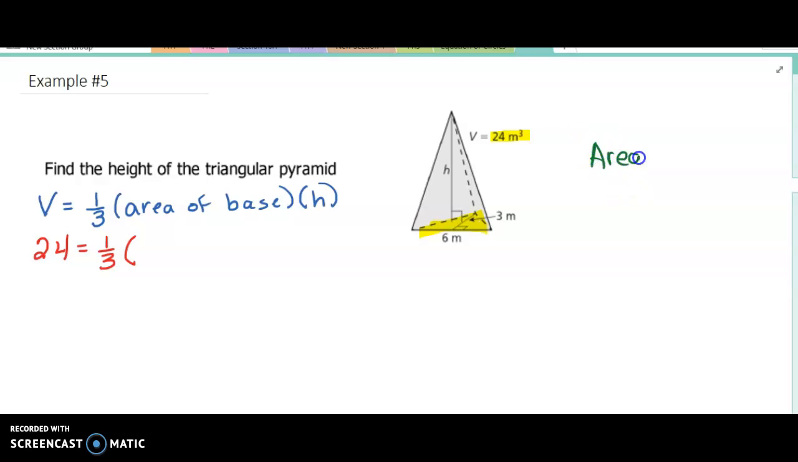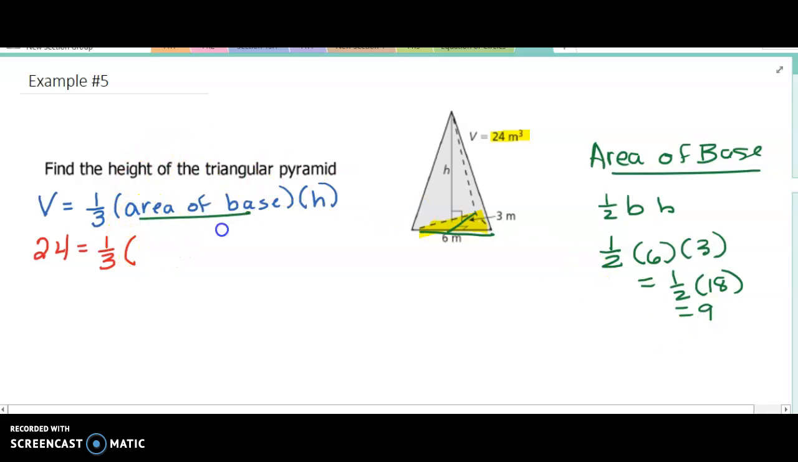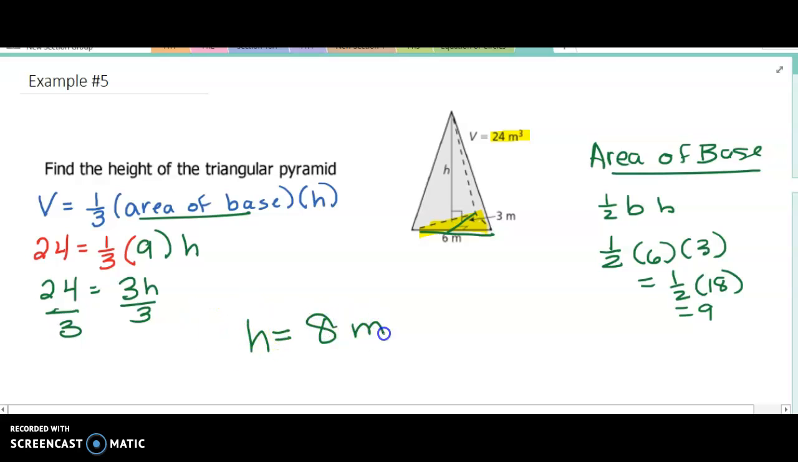So the area of the base is 1/2 times base times height of this triangle, which is 1/2. Here's my base, which is 6. My height, which is 3. So 1/2 times 18, which is just 9. Okay, so 1/3, the area of the base is 9 times my height, we don't know. Okay, so this is just 24 equals 1/3 times 9 is 3h, divided by 3 on both sides. My height has to be 8 meters.